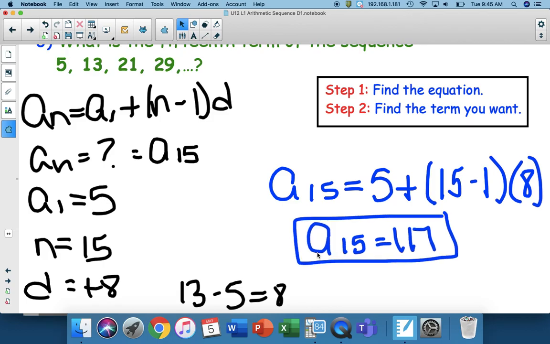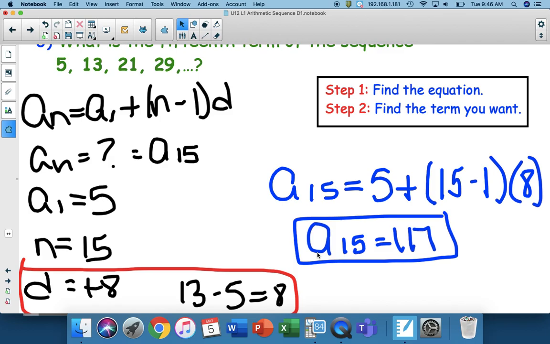Bam. Nice and easy. It's just identifying. The hardest thing you have to do is find the common difference. That's it. The hardest thing you have to do is down here, which is finding this. That's the most math you have to do. Everything else you just plug in and you solve. So this is a nice, easy lesson for you guys, all right?